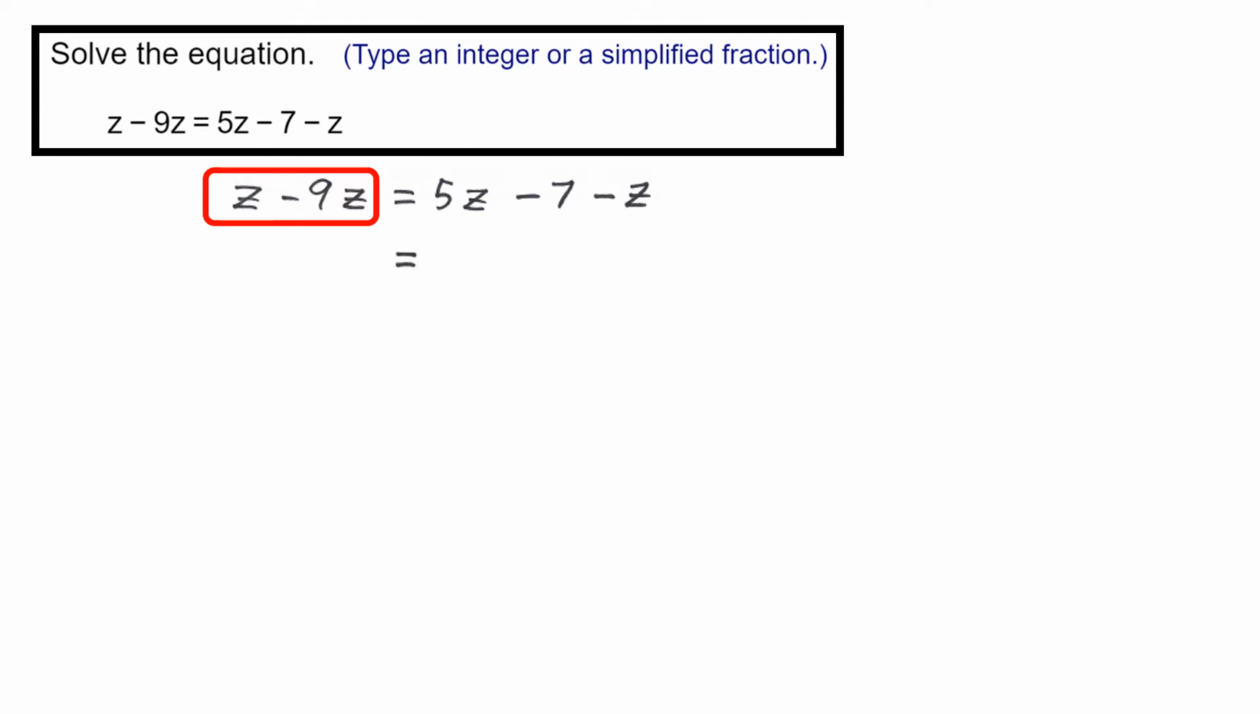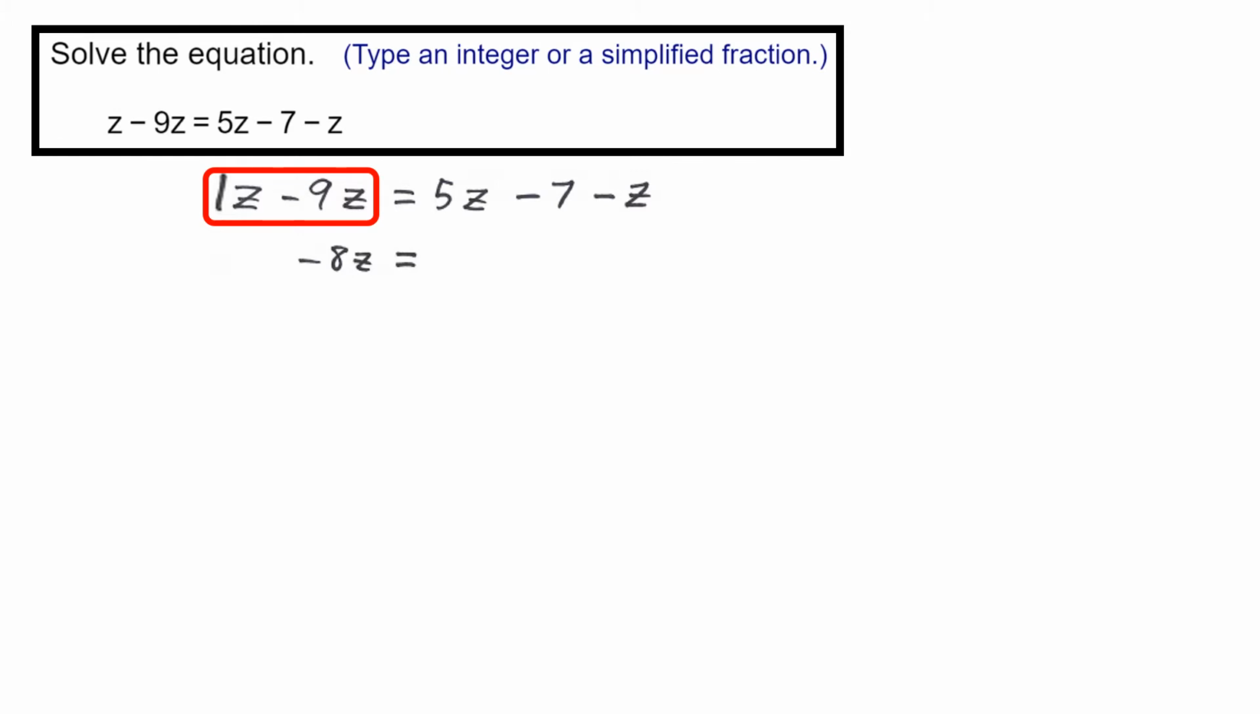The rule for combining like terms is to keep the variable part, so we'll write down the z, and then we need to combine their coefficients. Notice that if you have z all by itself, the coefficient is known to be 1. I just chose to write the 1 in. That's optional as long as you keep track of it. But it might make it easier to see the next step, which is to subtract the coefficients, 1 minus 9, which gives us negative 8.